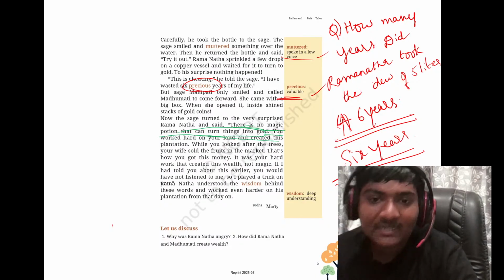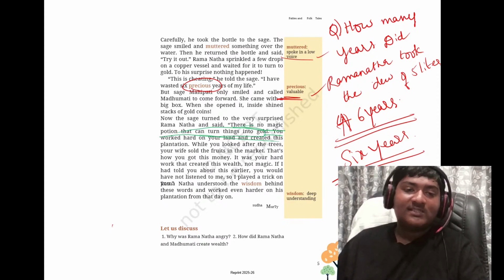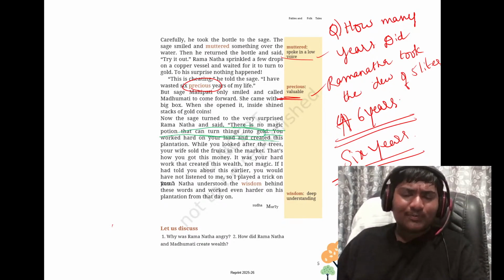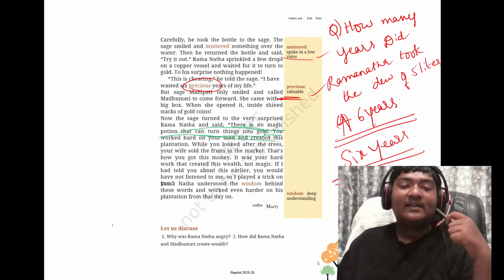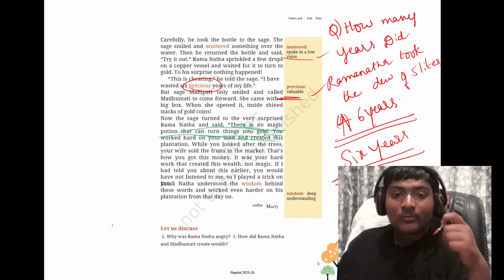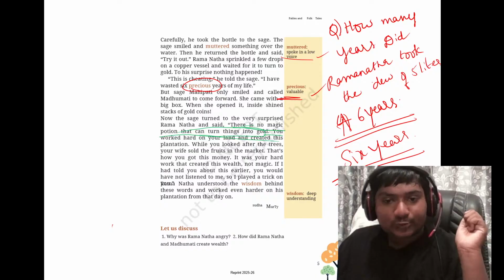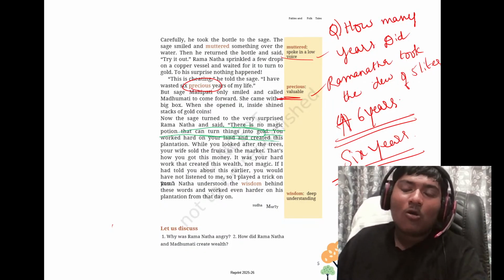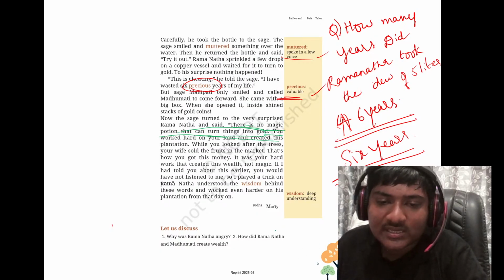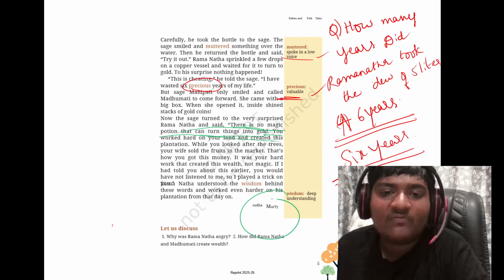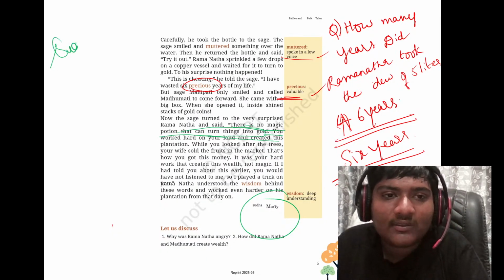He felt very happy, and finally Ramanatha realized that there was no potion, no liquid that could turn into gold. So he realized that, and from that day onwards he worked even harder on his plantation. So he was very happy now. So you also should not believe any stupid idea. So the main moral was given by the author of the story, Sudha Murthy.